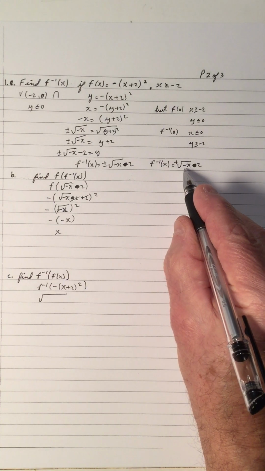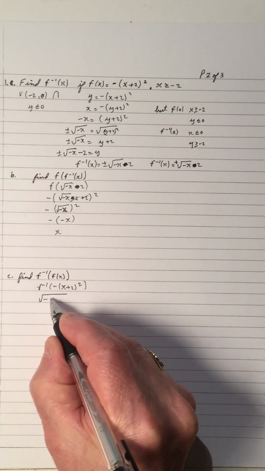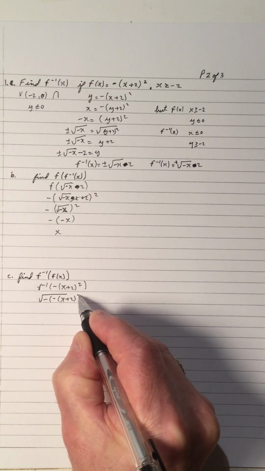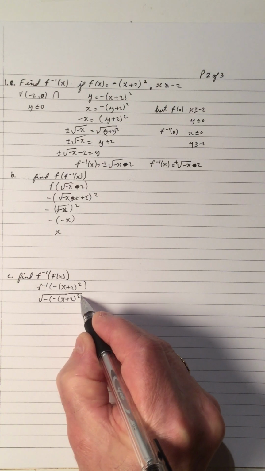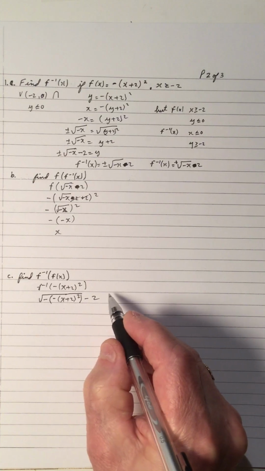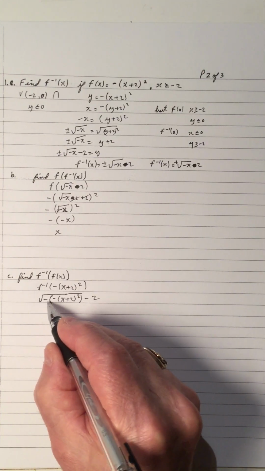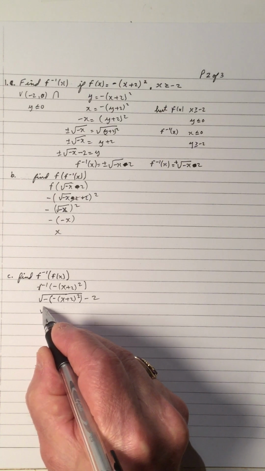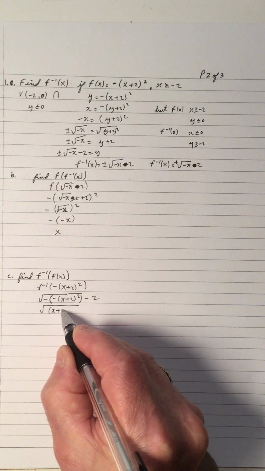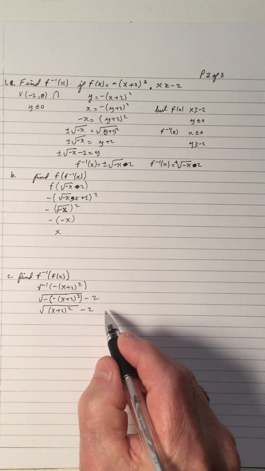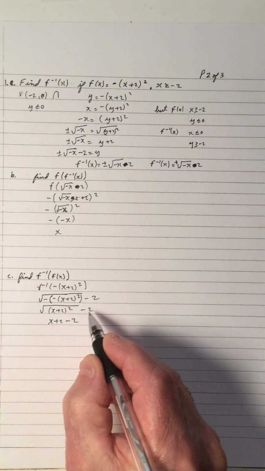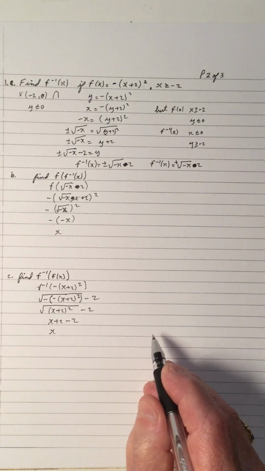You got to be careful now. This is negative x. So the negative of this is the negative of x plus 2 squared. So there's this bracket right here that covers that, and minus 2. So in here, we do the negative of this bracket, so that makes it the square root. The negative of negative is positive, so that's x plus 2 squared, minus 2. The square root of this square is x plus 2 minus 2. And so that gives us an x.